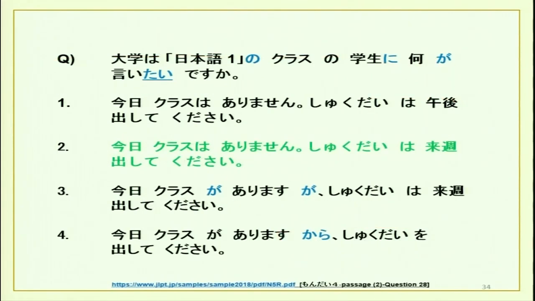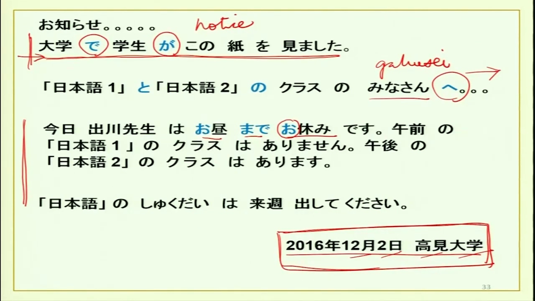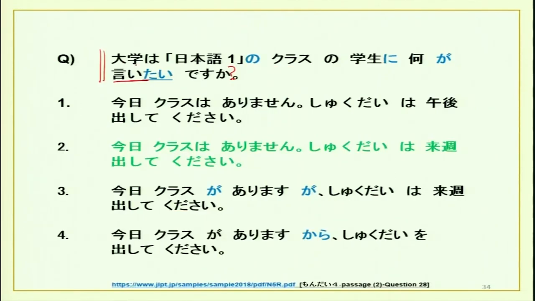Now the question is, Daigaku wa Nihongo ichi no kurasu no gakusei ni nani ga iitai desu ka? What does the university office want to say to the students? So you have four options. Kyo kurasu wa arimasen. Shukudai wa gogo dashite kudasai. Kyo kurasu wa arimasen. Shukudai wa raishu dashite kudasai. So you can see it's written over here. Shukudai wa raishu dashite kudasai. Ichi no kurasu wa arimasen. And this is what it is. So this is the answer.